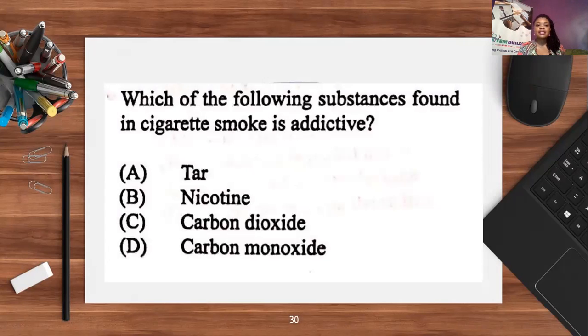Which of the following substances found in cigarette smoke is addictive? That would be nicotine. But even though this is the response for this question, ensure that you know the function of all the different components of cigarette smoke. Make sure you know that tar is carcinogenic, so it can cause lung cancer. Make sure you know about carbon monoxide having a high affinity. The red blood cells have a high affinity for carbon monoxide, and it can actually cause death if you have prolonged exposure to it.